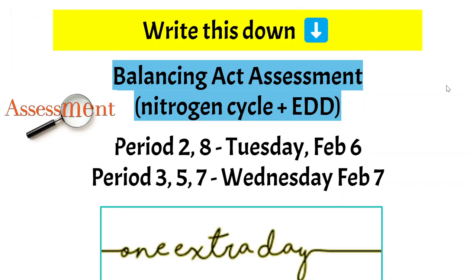All right, and just a reminder that you have a test coming up. Your test is on nitrogen cycle and the experimental design diagram. And we gave one extra class day, so we are now giving that test for even periods Tuesday, February 6th, and for odd periods Wednesday, February 7th.